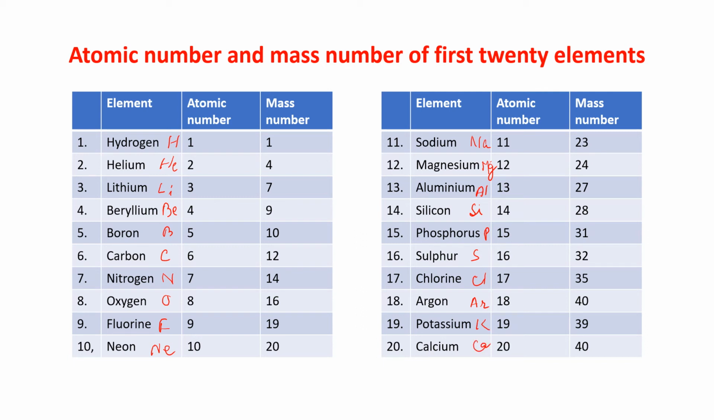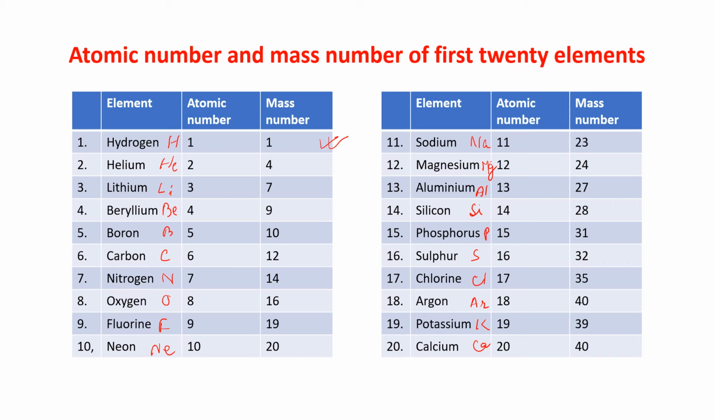Now, atomic number is very easy to remember, but the mass number is a little difficult. So, the first one, hydrogen, is a special type. Atomic number is 1, mass number is also 1. You have to learn that. Now, I'm just giving you a trick to remember the mass number from atomic number.